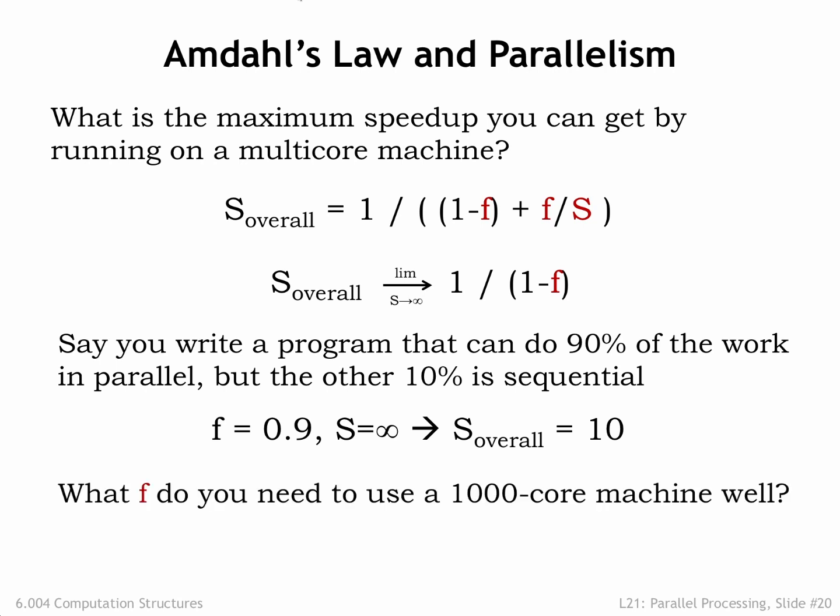Turning the question around, suppose you have a 1,000-core machine which you hope to be able to use to achieve a speedup of 500 on your target application. You would need to be able to parallelize 99.8% of the computation in order to reach your goal. Clearly, multi-core machines are most useful when the target task has lots of natural parallelism.